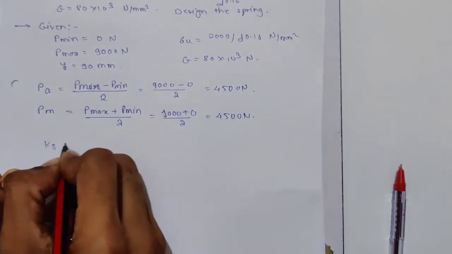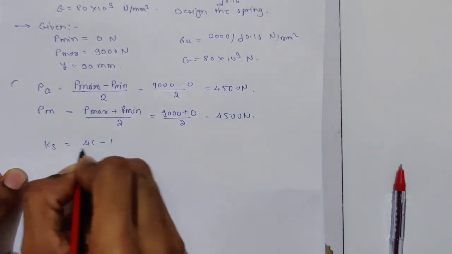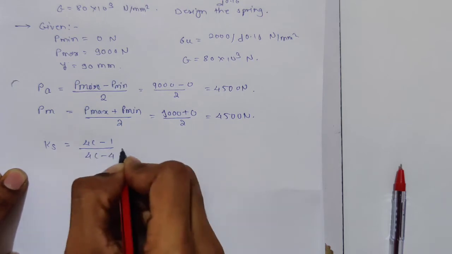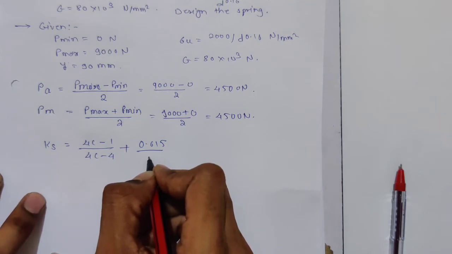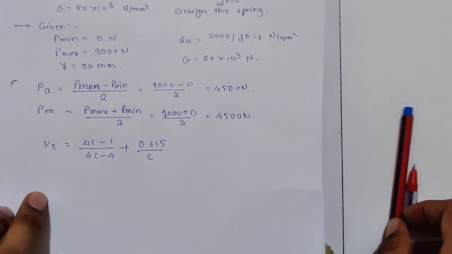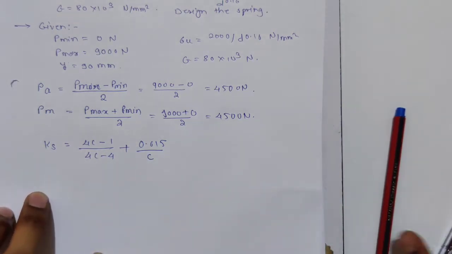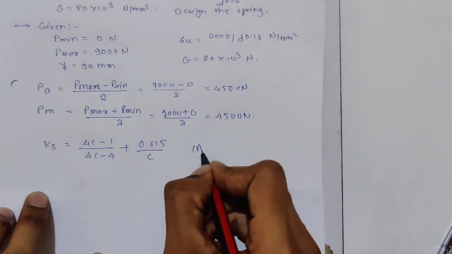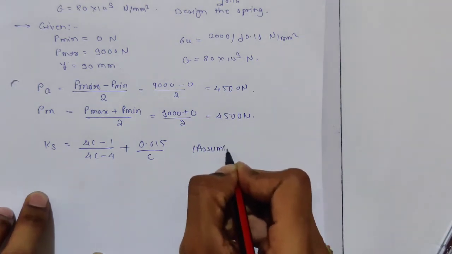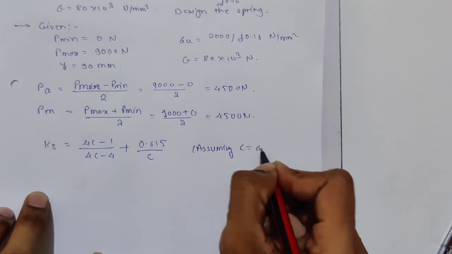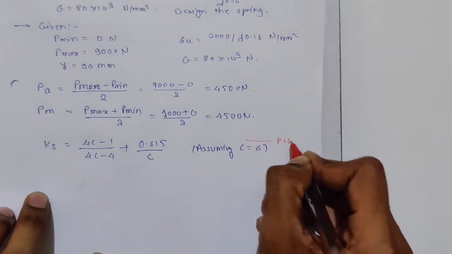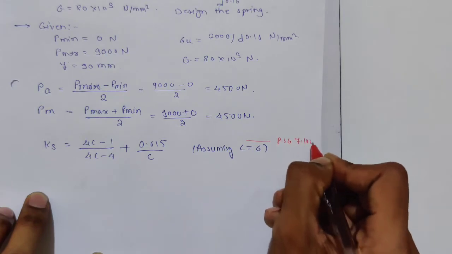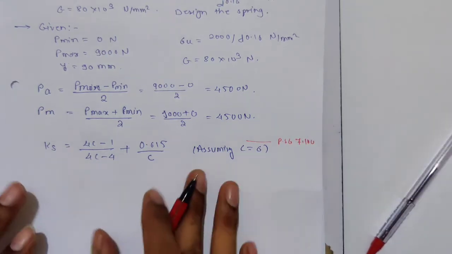Then we find Ks is equal to (4C minus 1) upon (4C minus 4) plus 0.615 upon C. Now, assuming C is equal to 6. Alright, so it is given in PSG 7.100. This formula is given.